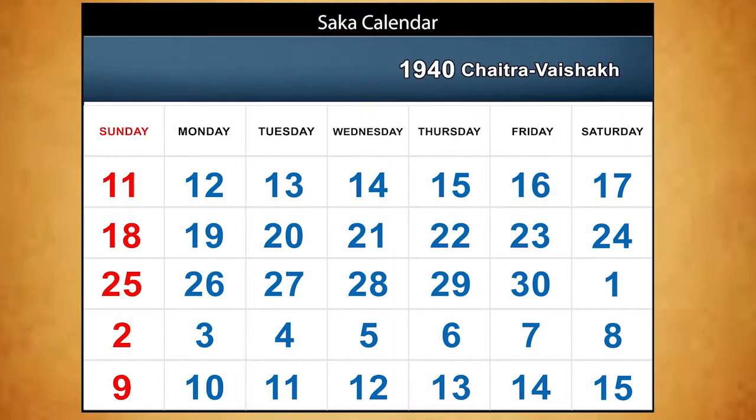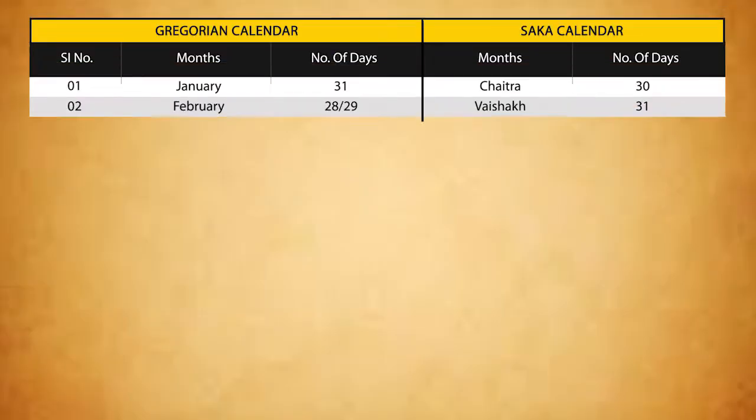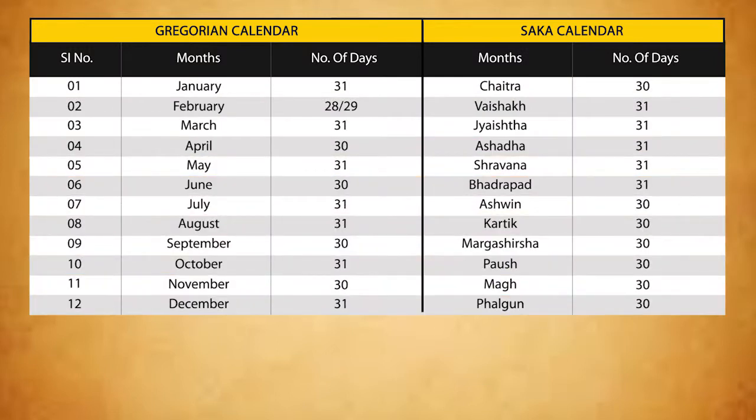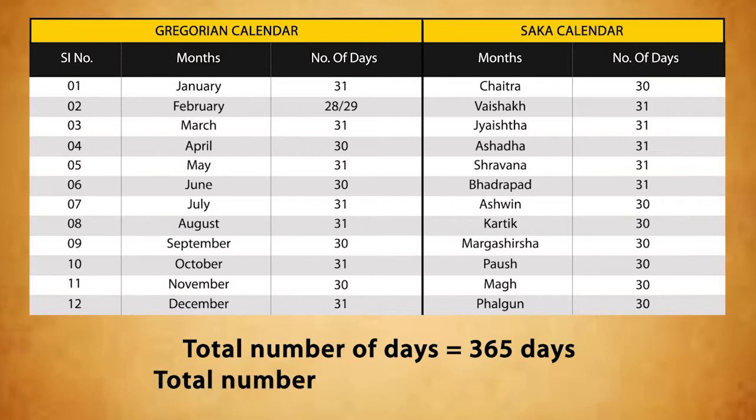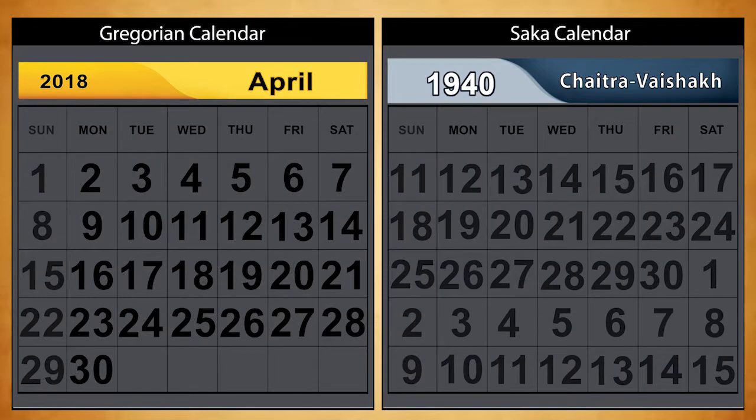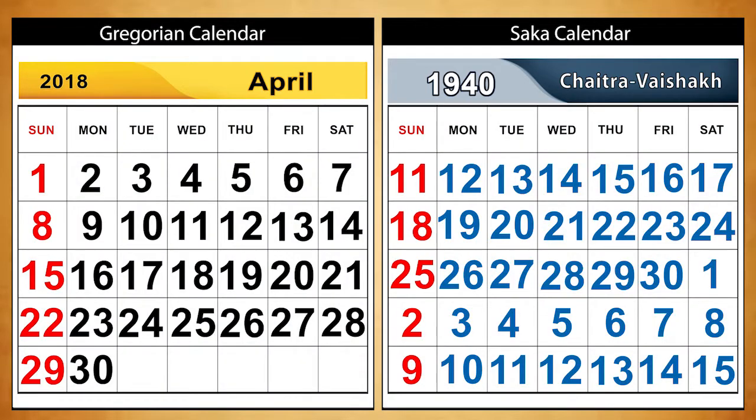The Saka calendar was introduced in the year 1957, like the Gregorian calendar. The Saka calendar also consists of 365 days and 12 months. However, the names of the months are different for these two calendars. And there is also a gap in the dates of the two calendars. There is another interesting difference between the two calendars.